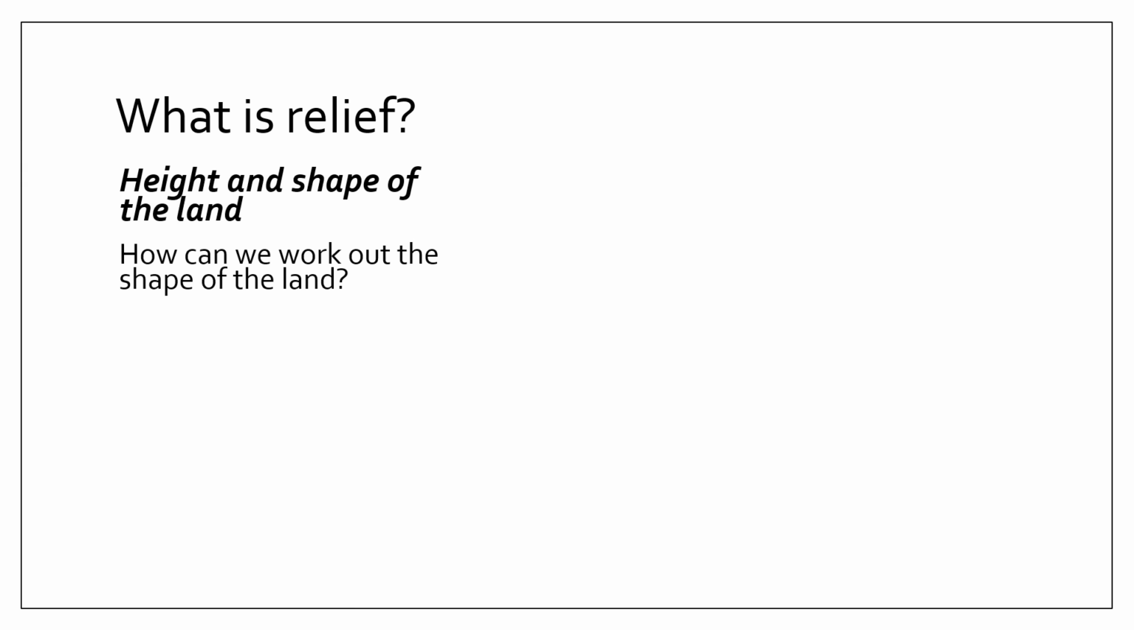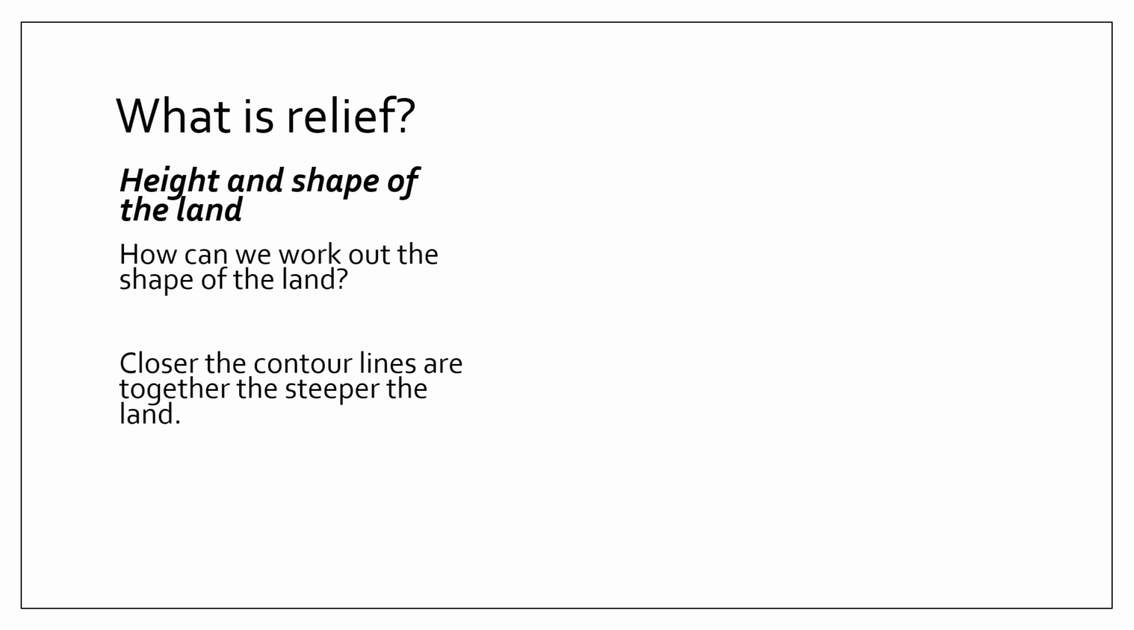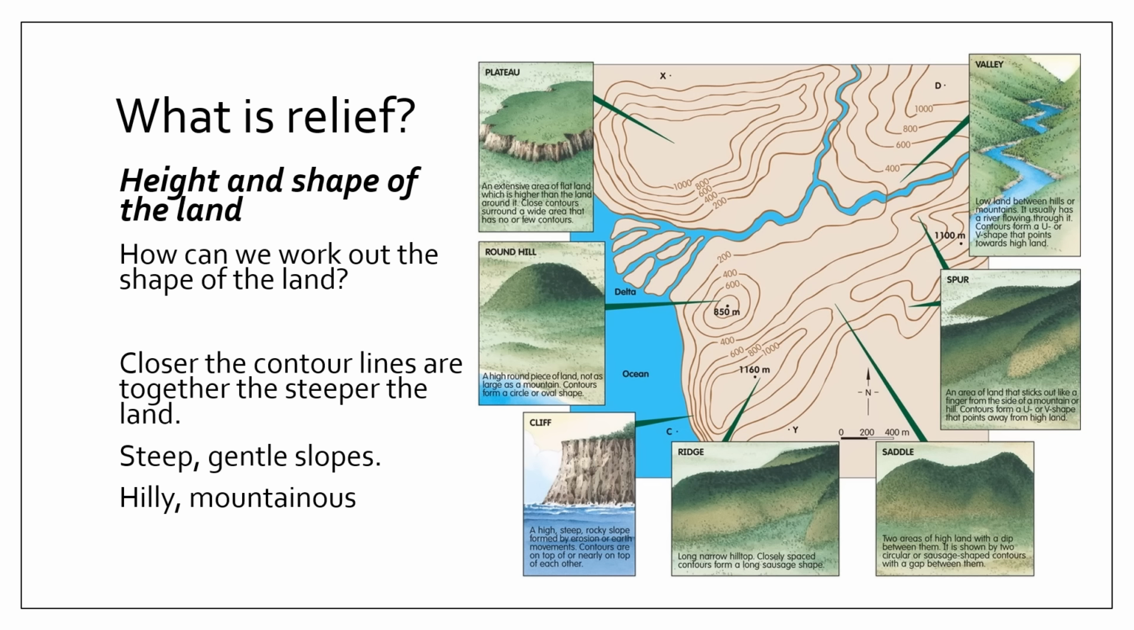So again, the second part of the definition: height and shape of the land. How can we work out the shape of the land? And again, this is where contour lines are very useful. Now remember with contour lines, the closer the lines are together, the steeper the land. And so you can use words like steep, gentle slopes, maybe hilly, mountainous, steep-sided valleys. And these are some common features formed by contour lines.